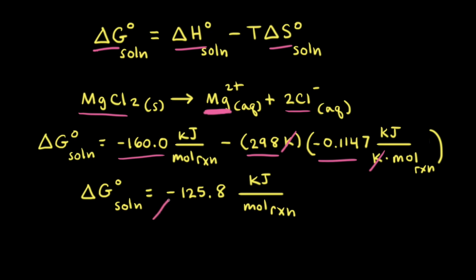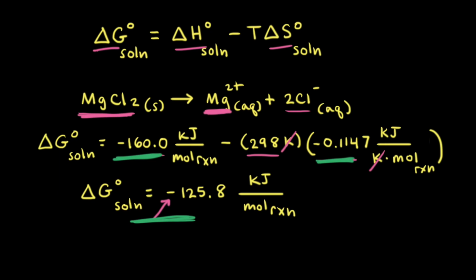Since delta G naught of solution is negative, the dissolution of magnesium chloride is a thermodynamically favorable process. So at room temperature of 25 degrees Celsius, magnesium chloride is soluble in water. However, this time it's the favorable negative value for the enthalpy term that outweighs the unfavorable negative value for the entropy term to give a negative value overall for delta G naught of solution. So this time it's the decrease in enthalpy that drives the dissolution.